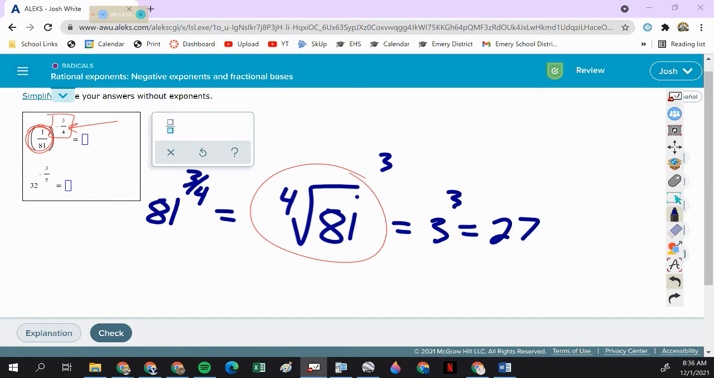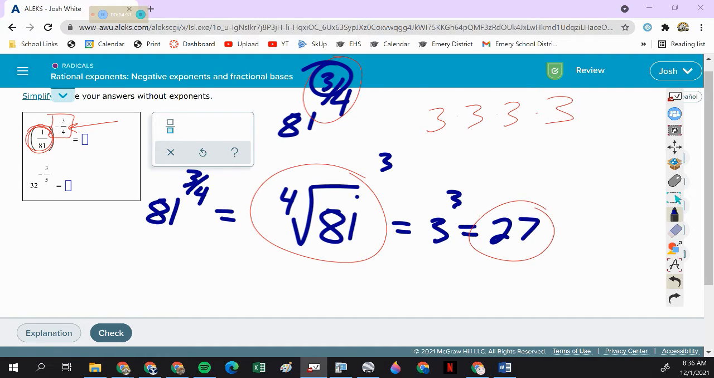Now, what have we just done? Why is the answer 27? Well, if we look at 81 to the 3/4, this is asking, is there a number that you can multiply by itself 4 times and get 81? 3. So 81 is built of 3 times 3 times 3 times 3. How many of those 3's will be part of our answer? 3 of them. So 3/4 of the product of 81 is 27.